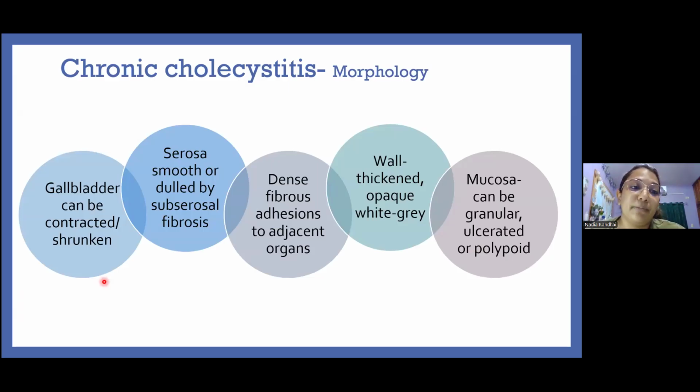The serosa may be either smooth or subserosal fibrosis can be seen. Dense fibrous adhesions can be seen to adjacent organs. The wall can be thickened, opaque, and white-gray with a granular, ulcerated, or polypoid mucosa.